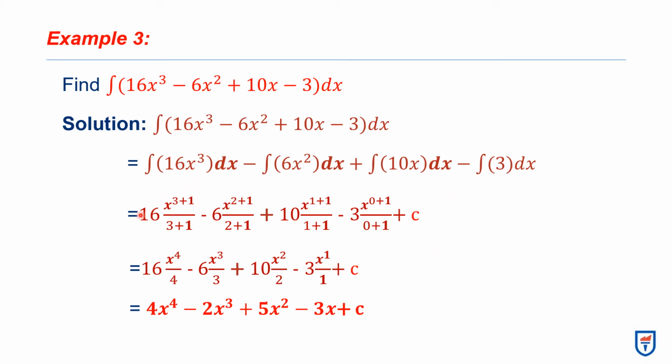Then when we are solving our expression at the denominator, 3 plus 1 is equal to 4. Then 16x to the power 4 divided by 4 minus 6x cubed divided by 3 plus 10x squared divided by 2 minus 3x to the power 1 divided by 1 plus c. So when you solve this, 16 divided by 4, we're going to get 4x to the power 4. Then 6 divided by 3, we're going to get 2x cubed. 10 divided by 2, we're going to have 5x squared minus 3x plus c as our final result of the integral of the whole expression.